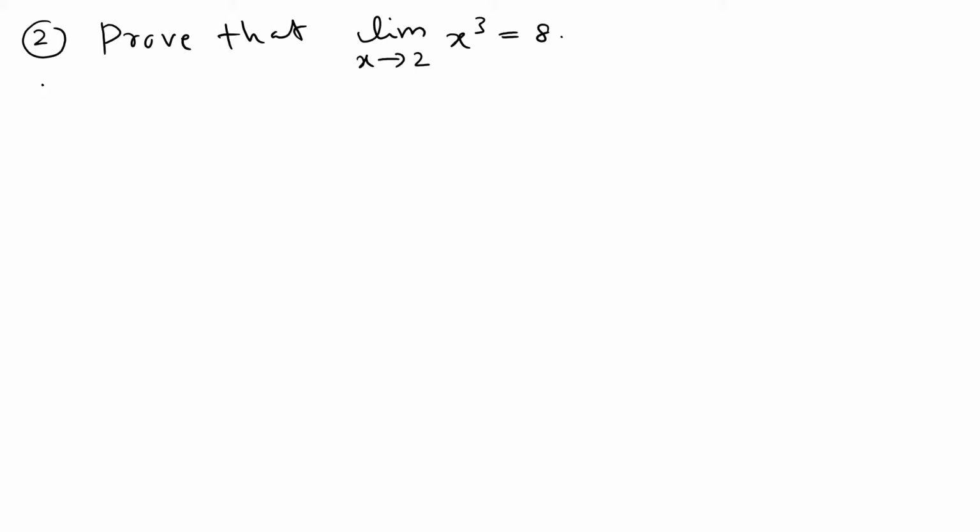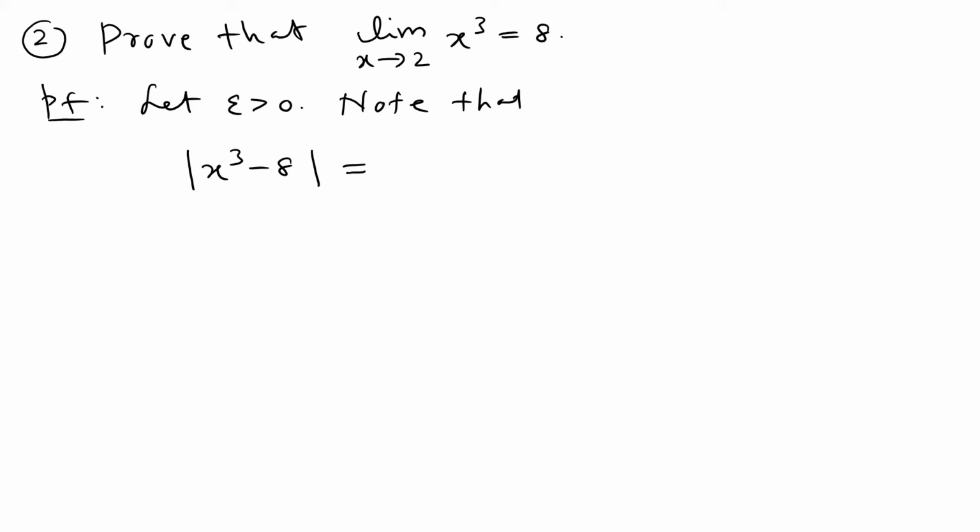So the proof: let epsilon be positive. So you pick any positive epsilon. Then note that, we're going to start with what we want to prove. We start with |x cubed minus 8|, and we know that we can factor this. How do we factor this? You can see that 8 means 2 cubed, so we can use the difference of cubes formula.